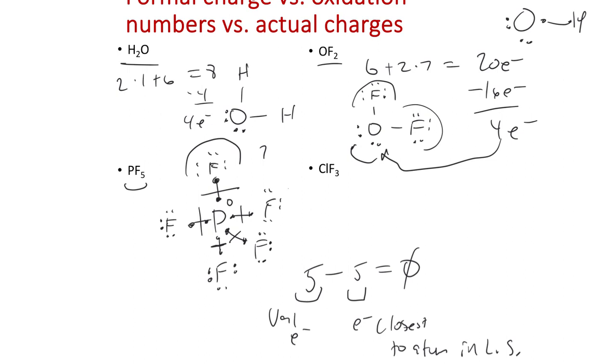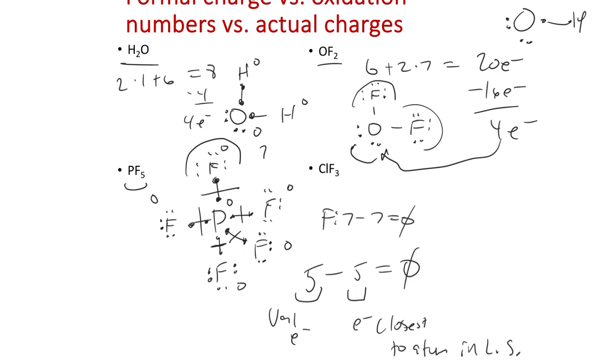So phosphorus is 0. The fluorines are all 0. Fluorine should have 7, and they have 7. And again, the formal charges should all sum up to the charge on the molecule. The molecule's neutral, so all the zeros add up to 0. That's good. That's what they should add up to. If I go back through water, of course, hydrogen should have 1 electron, and it does, so that's neutral. And the oxygen should be neutral as well. It should have 6 electrons closest to it, and it does. And so that's a 0 charged oxygen.